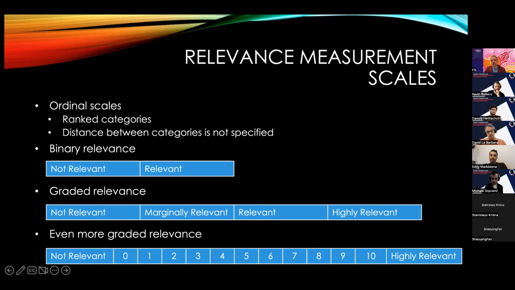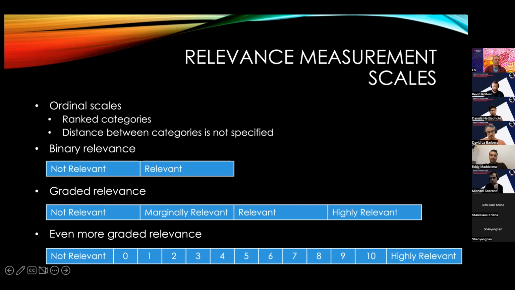They named the 4 levels explicitly, and from lowest to highest, they are not relevant, marginally relevant, relevant, and highly relevant. In addition, they came up with quite nuanced and specific definitions for each of these. So for example, there are some very specific features that make a document highly relevant versus relevant.